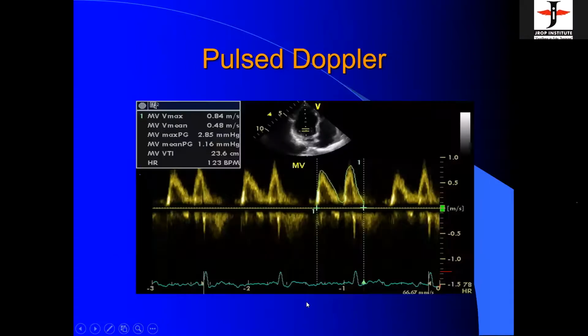Now see, this is a pulse Doppler. You can see this cut. This is known as a sample volume, which can be increased or decreased in size. We have placed it at the tip of the mitral leaflets, and we are recording the mitral velocity. So this sort of a cut is known as a sample volume. Wherever you put it, you can record velocity from that particular site.